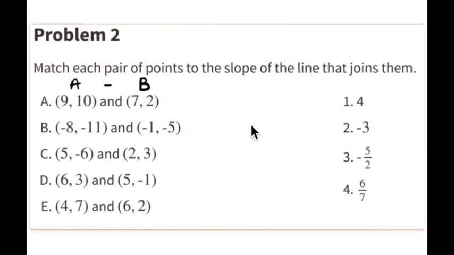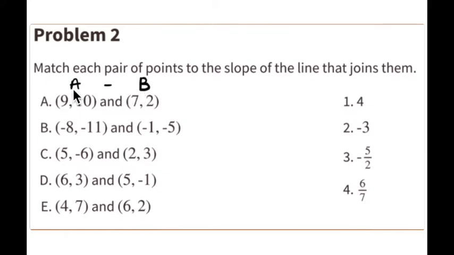Okay, this is problem number 2, and in this case there are 5 pairs of points and 4 slopes, and you're supposed to match each pair with its slope, which is shown on the right here. So there's 4 slopes, 5 pairs of points. So 2 of these are going to have the same slope. And I'm going to treat this as if you're moving from point B to point A, which means this is the start, this is the end. So I'm going to subtract the beginning part away from the ending part.